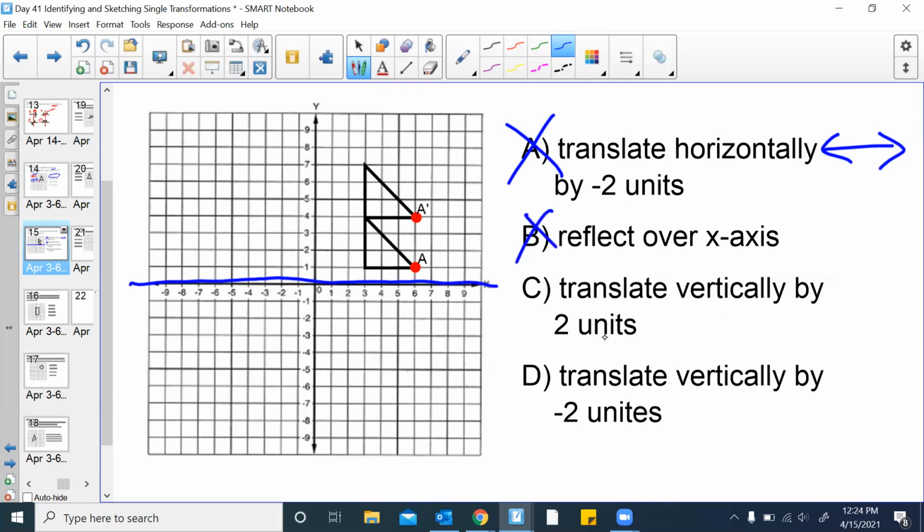Translating vertically by 2 units. Well, actually, this should be a 3. This should be a 3 as well. All right, and we're translating vertically by 3 units. So 1, 2, 3, going up. C looks good, and D is incorrect, because that would have us going 1, 2, 3 down. Remember, vertically, if it's positive, we're going up. Vertically, if it's negative, we're going down.